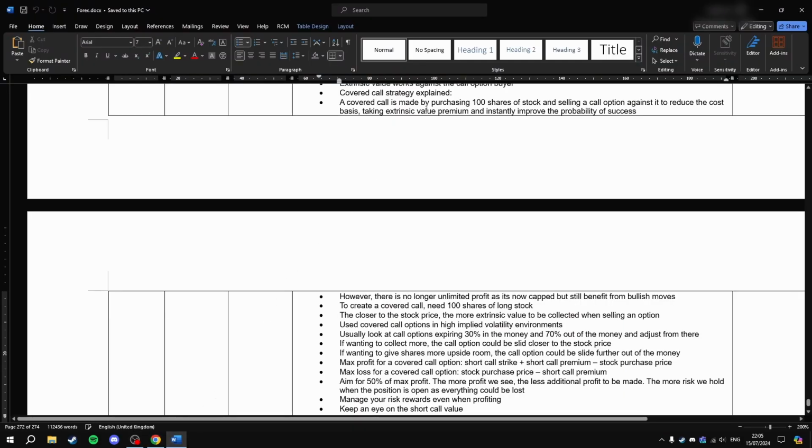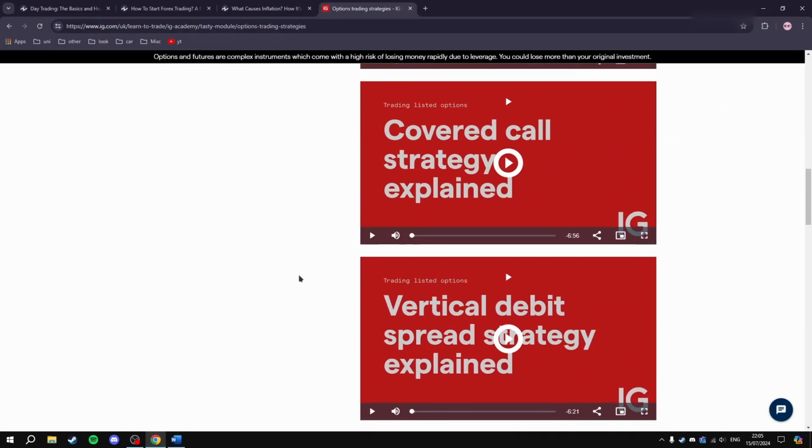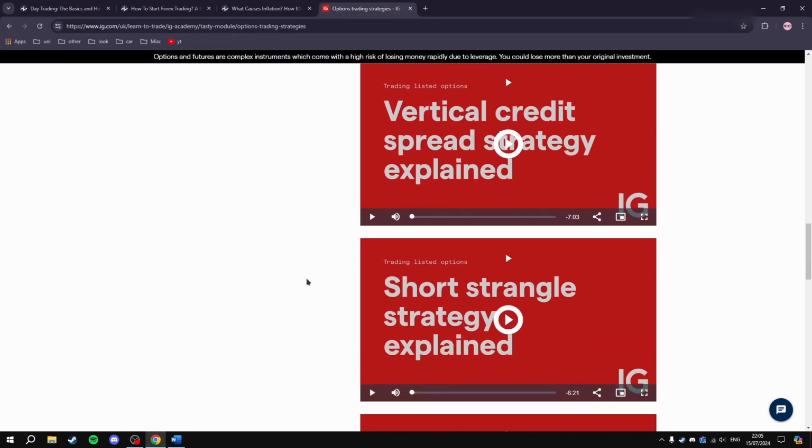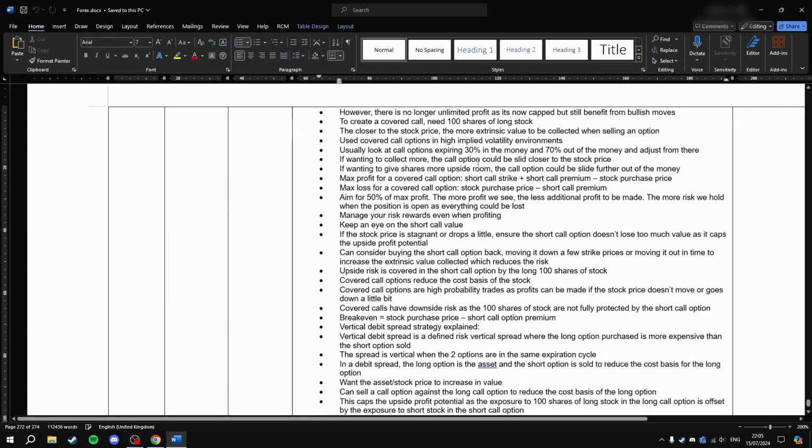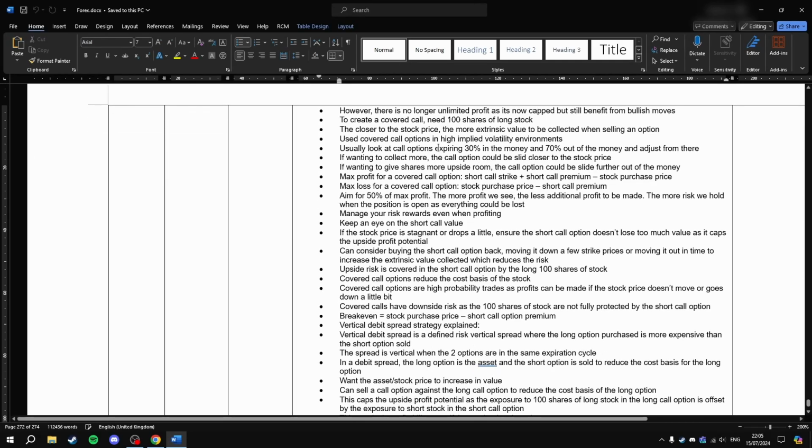So in the last episode we covered the covered call strategy explained and the vertical debit spread strategy explained. So for the covered call strategy explained, a covered call is made by purchasing 100 shares of stock and selling a call option against it to reduce the cost basis. So taking extrinsic value premium and instantly improving the probability of success. However, there is no longer unlimited profit as it's now capped, but we still benefit from the bullish moves.